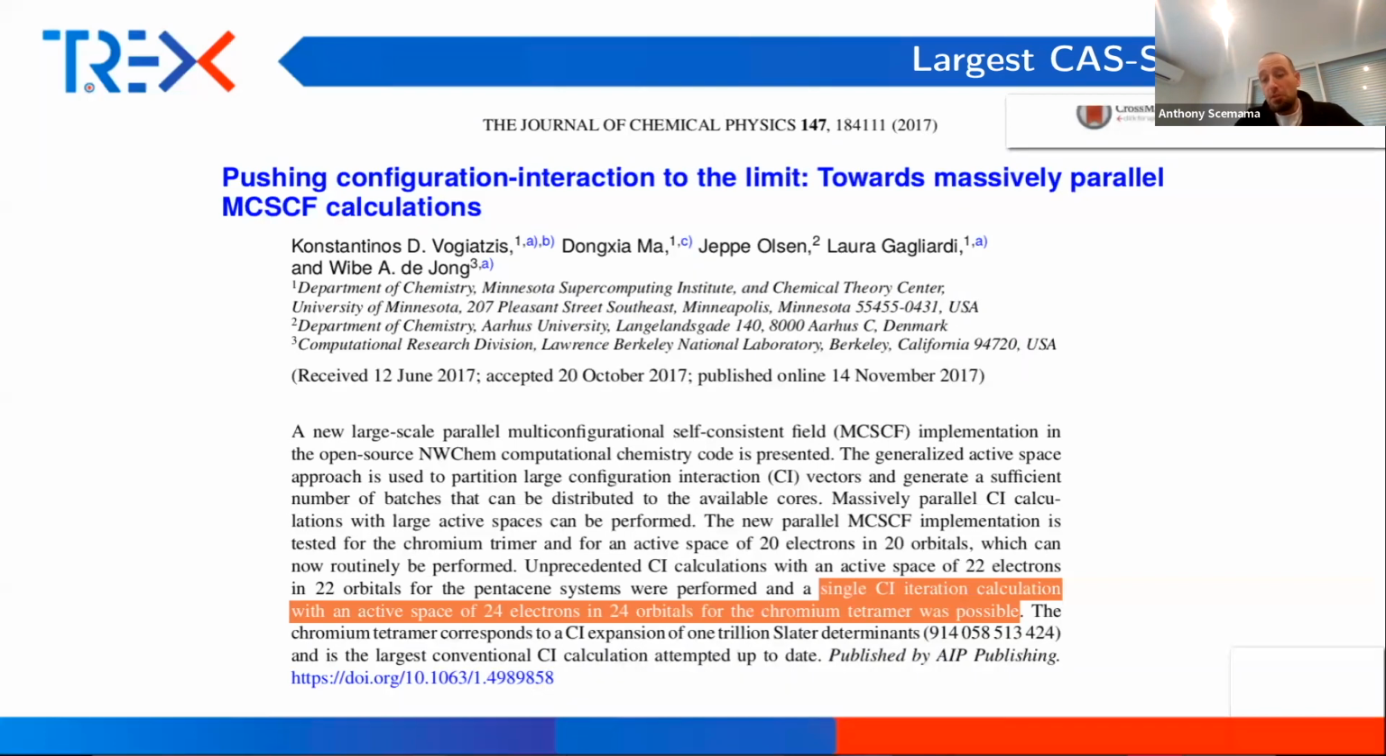So it's important to keep in mind that if you want to do a CAS SCF with more than 22 electrons in 22 orbitals, it's going to be very, very, very hard.